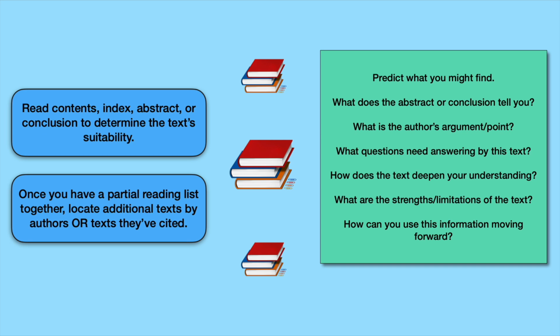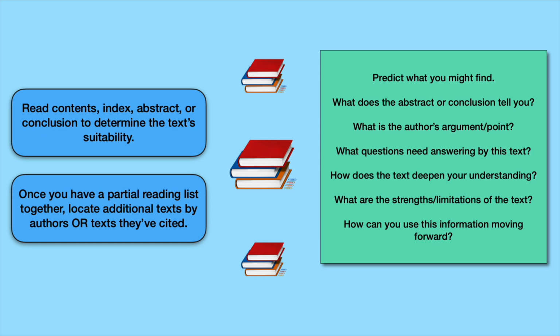When you read the overall chapter or journal article, what is the overall argument or point of the author? You might have come to the piece with a set of questions that need answering already. Does the text answer those questions? How does the text deepen your understanding? Does it tell you things you didn't know before? What are the strengths of the arguments being presented? What are the limitations of the information being presented? How can you use this information moving forward in your PEEL paragraphs?